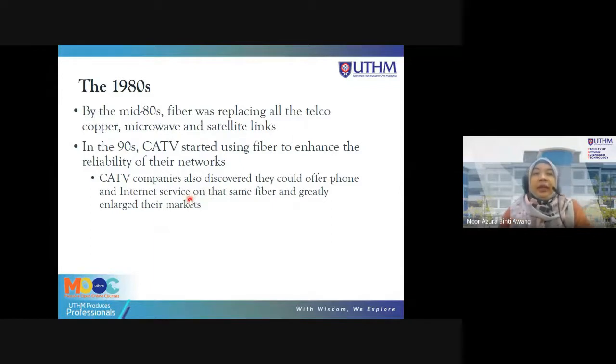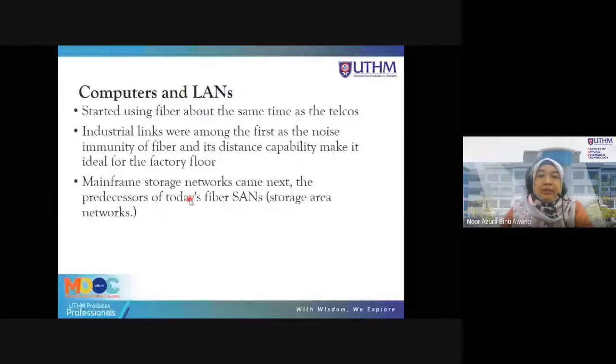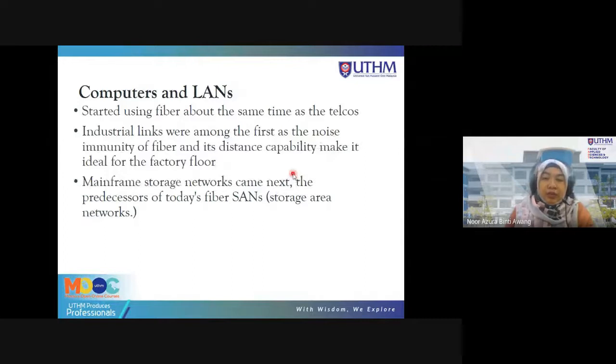In computers and LANs, we started using fiber about the same time as the telco. Industrial links were among the first, as the noise immunity of the fiber and its distance capability made it ideal for the factory floor. This is one of the advantages of fiber optic: it is immune to noise and has distance capability, ideal for the factory floor.